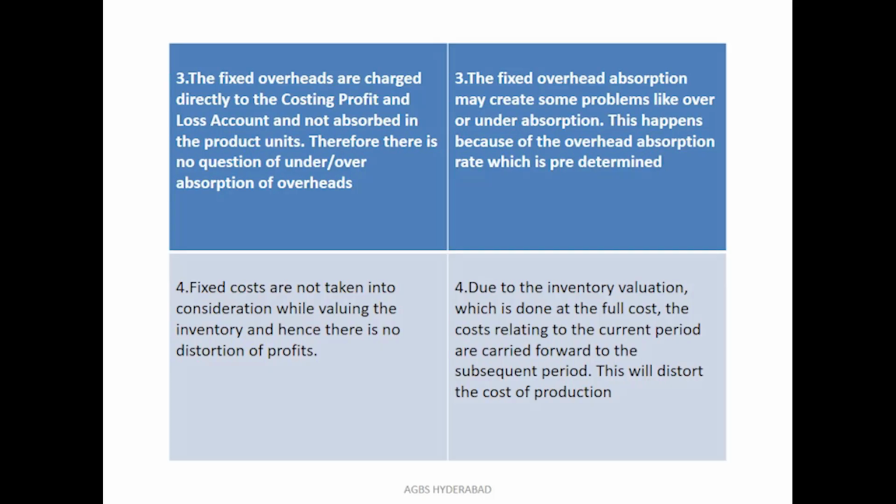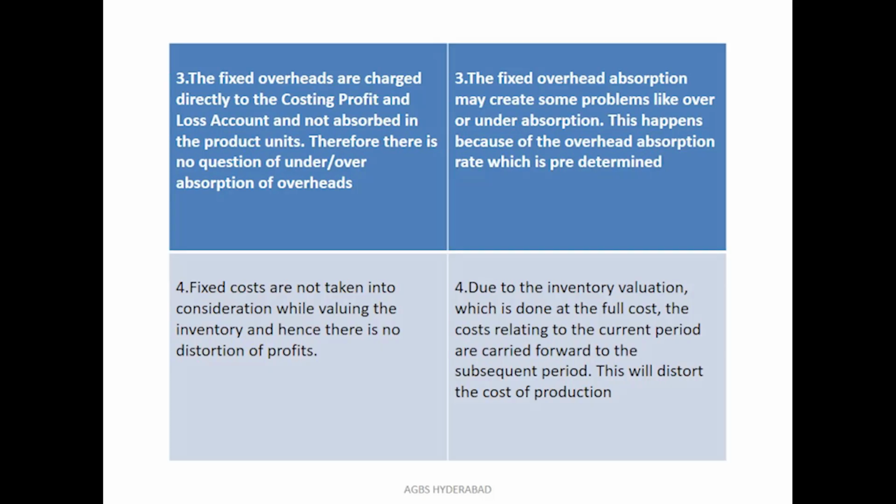Another difference: the fixed overheads are charged directly to the costing profit and loss account and not absorbed in the product units. Therefore, there is no question of under or over absorption of overheads. Whereas in absorption costing, the fixed overheads are absorbed, which may create problems like over or under absorption. This happens because of the overhead absorption rate, which is predetermined. So fixed costs are not taken into consideration while valuing the inventory, and hence there is no distortion of profit.